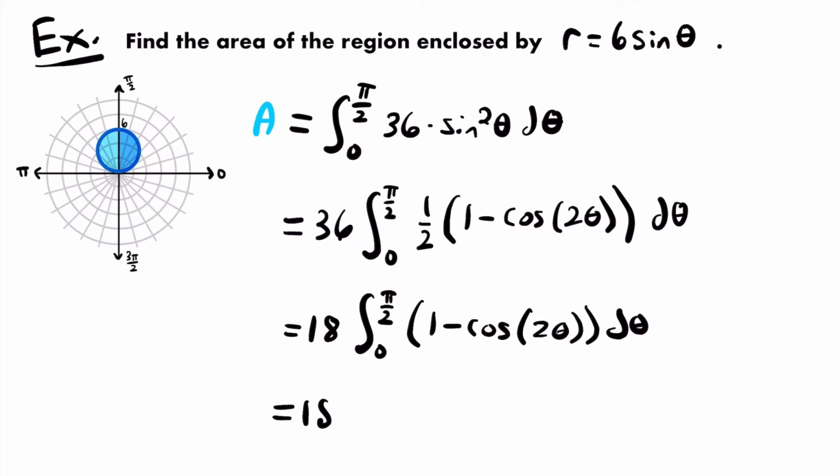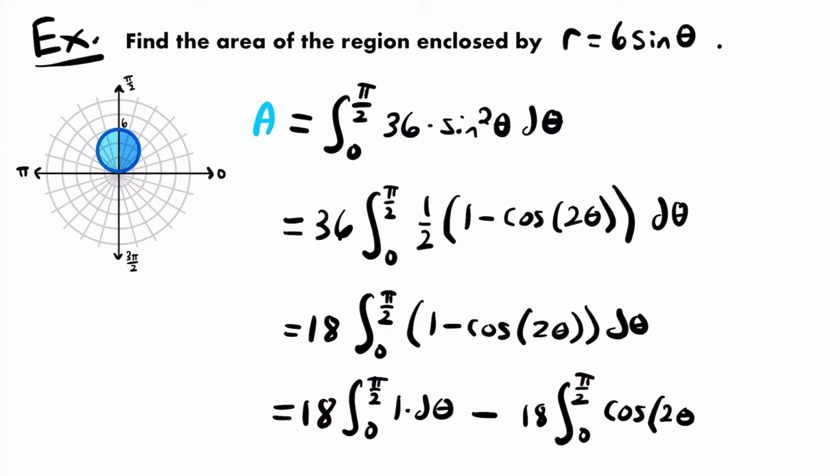This will be equal to 18 times the integral from 0 to pi divided by 2 of 1 times d theta minus, right, we have a minus sign here, 18 times the integral from 0 to pi divided by 2 of cosine of 2 theta d theta. Now the reason I split this up into two integrals is because to integrate cosine of 2 theta, we're going to need to use u substitution, so it makes sense to split up those two terms into two integrals so that we can integrate them separately using the different techniques that they will require in order to be solved.